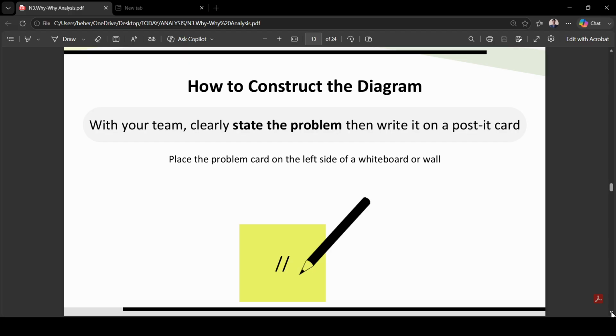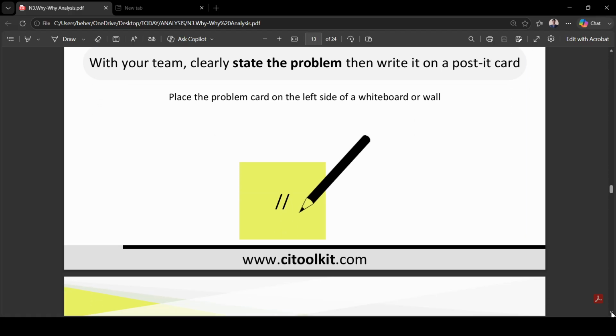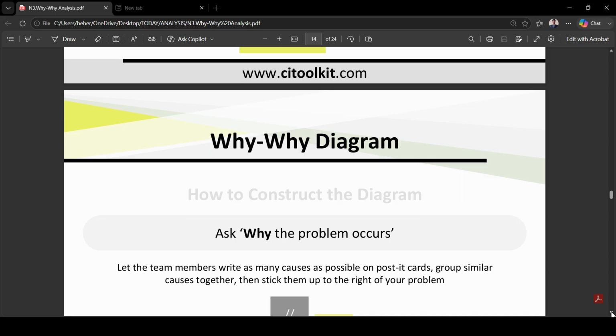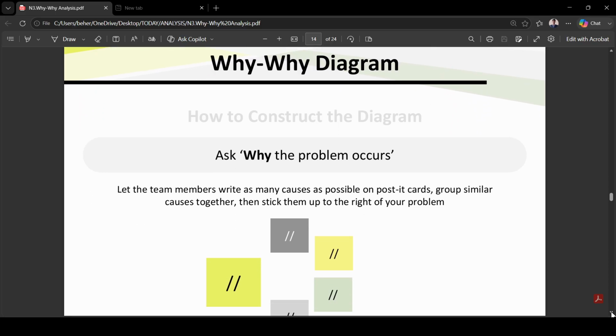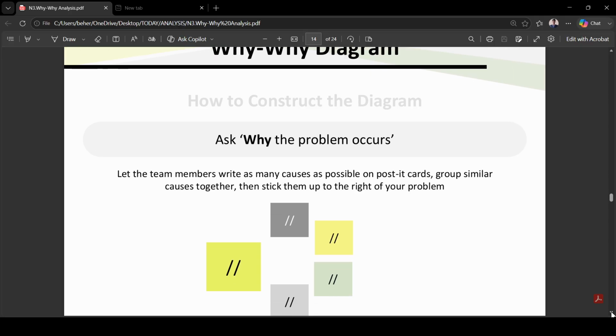Then why diagram. How to construct the diagram. With your team, clearly state the problem, then write it on a post-it card. Place the problem card on the left of the whiteboard or wall. Ask your team why the problem occurs. Let the team members write as many causes as possible on post-it cards and group similar causes together. Then stick them up to the right of your problem.